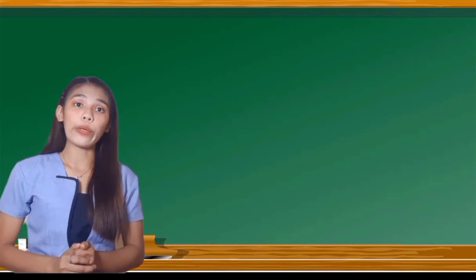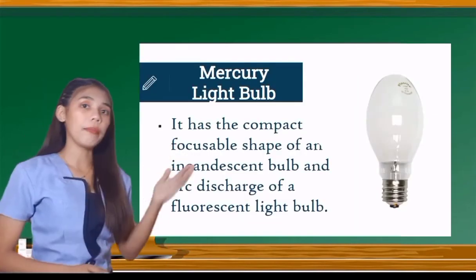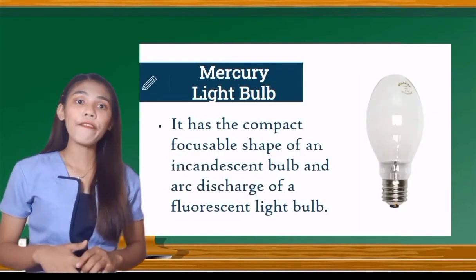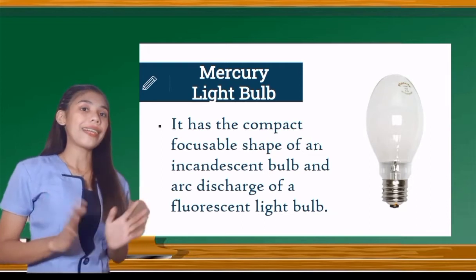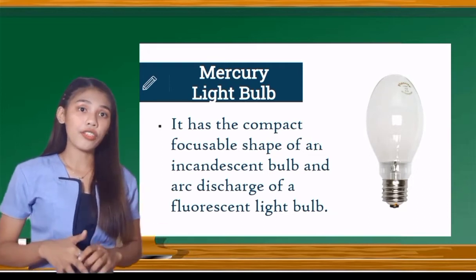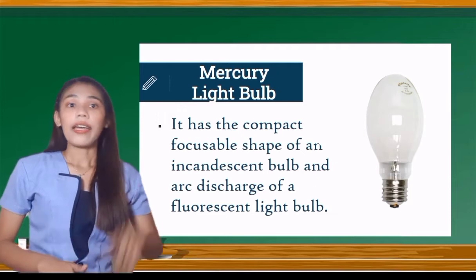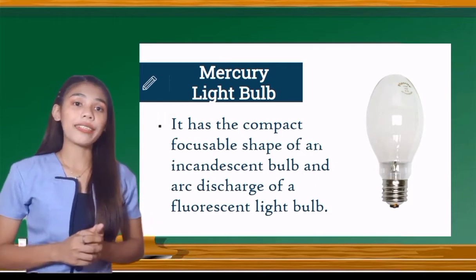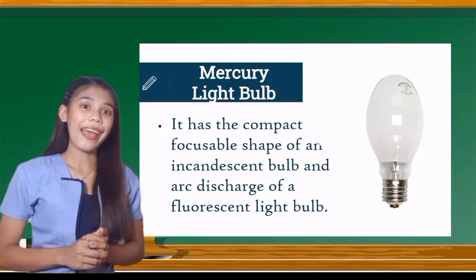The next one is what we call the mercury light bulb. It has the compact, focusable shape of an incandescent bulb and the arc discharge of a fluorescent light bulb. It is a good replacement for the incandescent bulb in conserving energy.